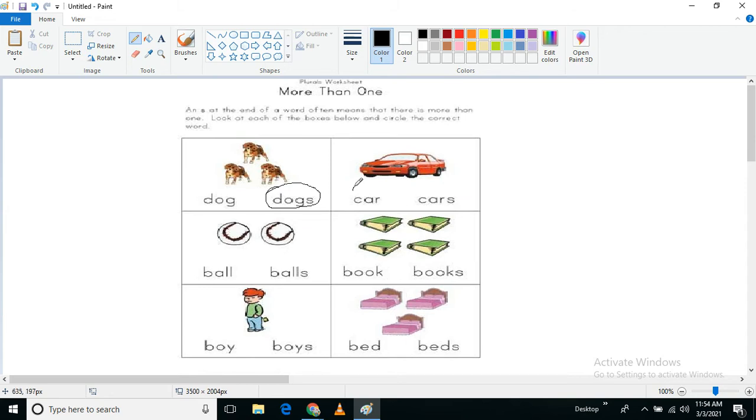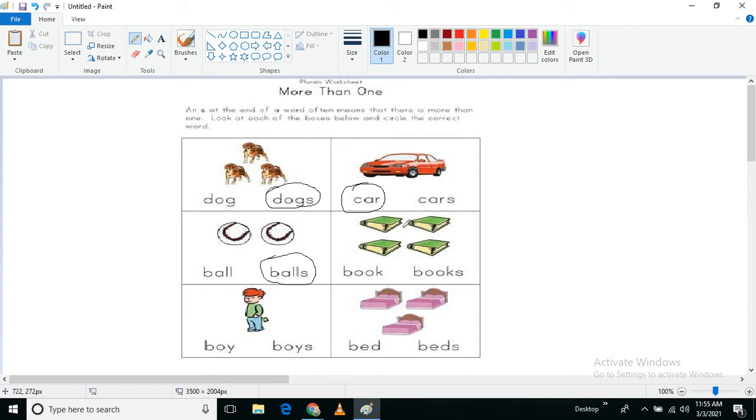Yes, car, one car. So we have to circle on car, right? Now, is this one ball or many balls? Yes, many balls because they are more than one, so balls. Now read this: ball. Now balls. Now we have to circle on balls, right?